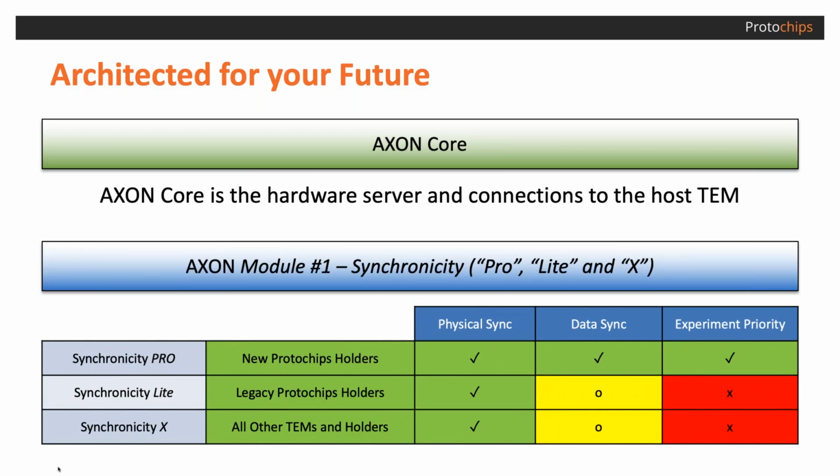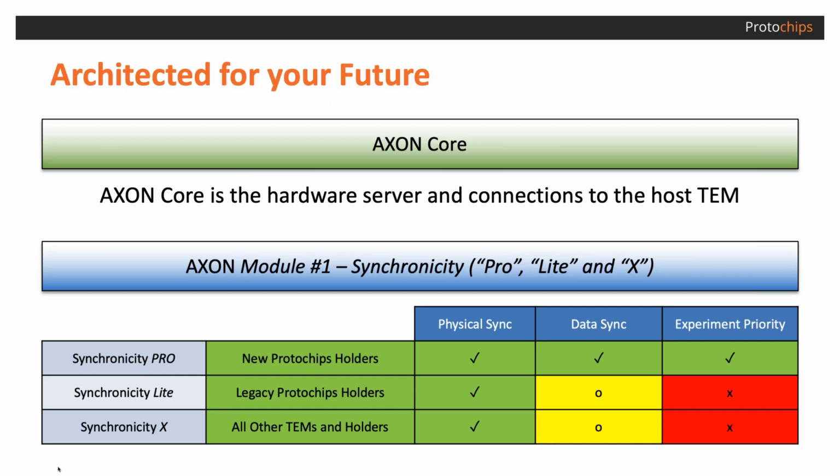And again, everything we're looking at, everything we've discussed so far is about Synchronicity. Synchronicity comes in 3 flavors: Pro, Lite, and X. The Pro and the Lite versions are for Protochips holder customers. You can use Pro if you have a newer Protochips holder, one with a current day operating system, and it will allow all of the features that I've shown: the physical synchronization of your system, the data synchronization from not just the microscope and the detectors, but also from the holders, the Protochips in situ holder systems.